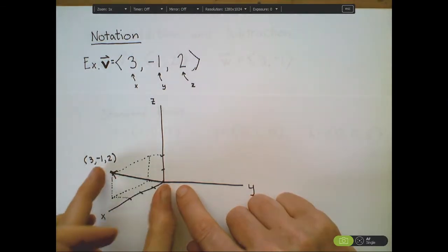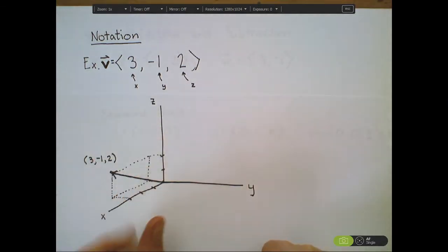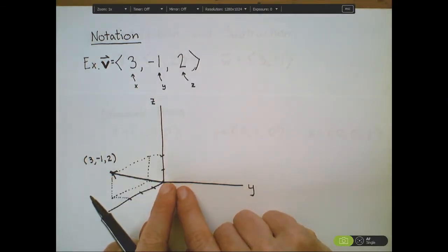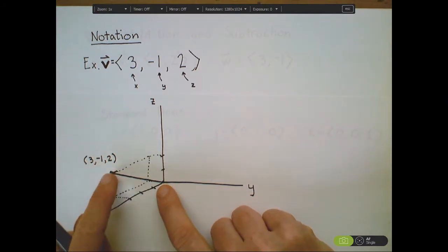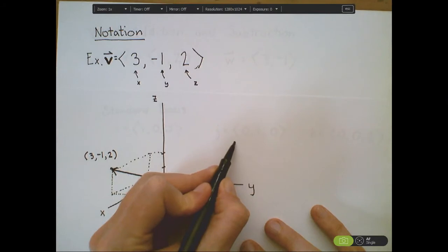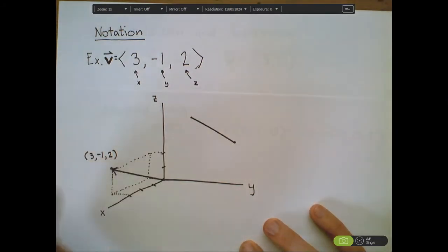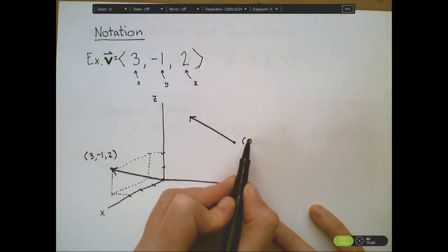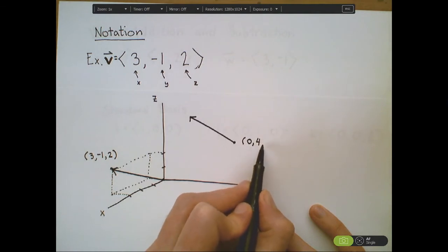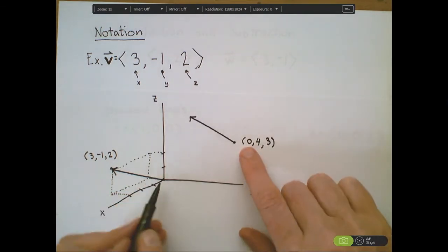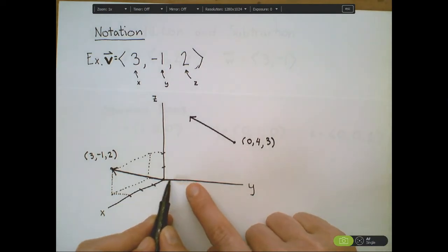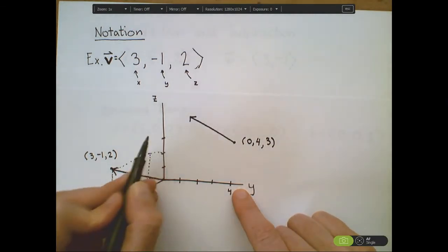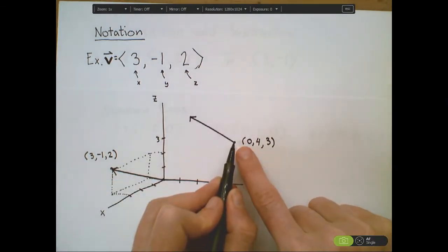Whereas the vector itself could be anywhere in space, right? Usually when we represent vectors, we like to represent them in standard position, where the start of the vector is at 0, 0, 0, and the tip of the vector is at 3, -1, 2. But if I move this vector somewhere else in space, it would still be the same vector. It just has a different base point. Like, for example, this might be a vector that has the base point of 0, 4, 3. And meaning that it's 0 in the x direction, it's 4, 1, 2, 3, 4 in the y direction, and it's 1, 2, 3 in the z direction. This is the base point.